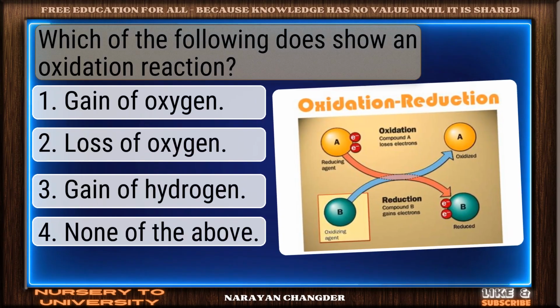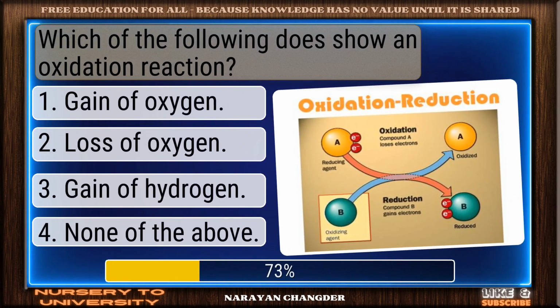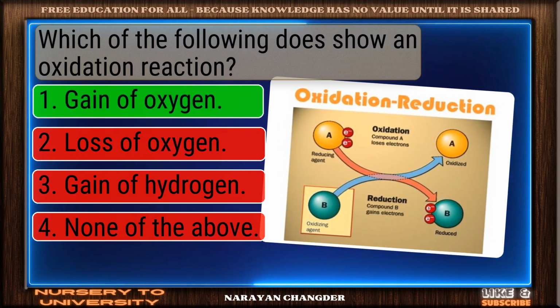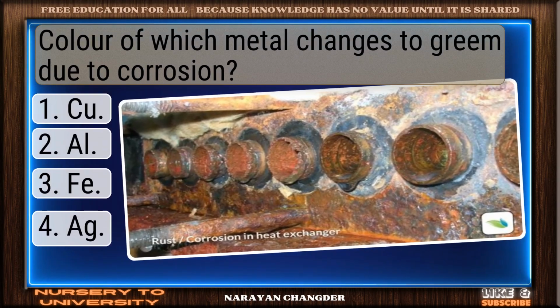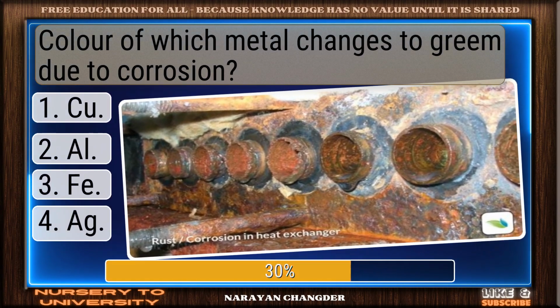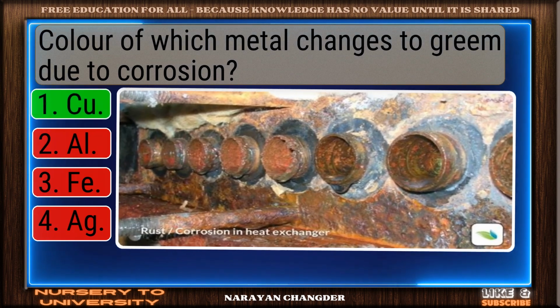Which of the following does show an oxidation reaction? Well reasoned. Gain of oxygen is correct. Color of which metal changes to green due to corrosion. Sharp thinking. Q is right.